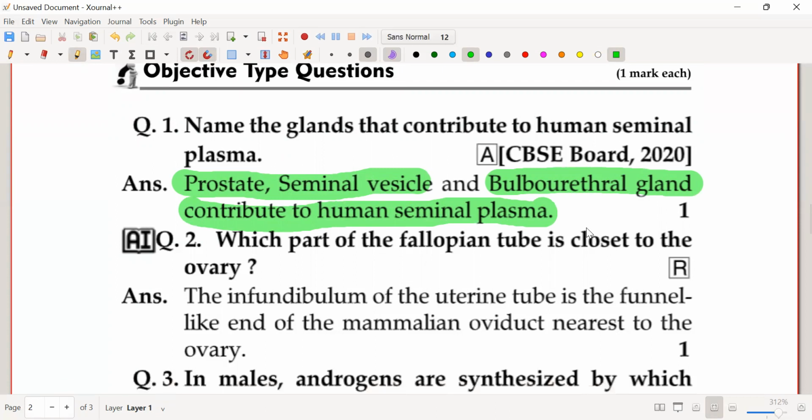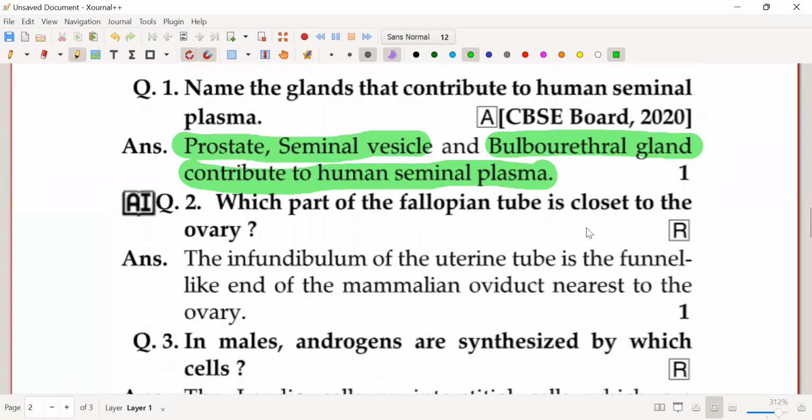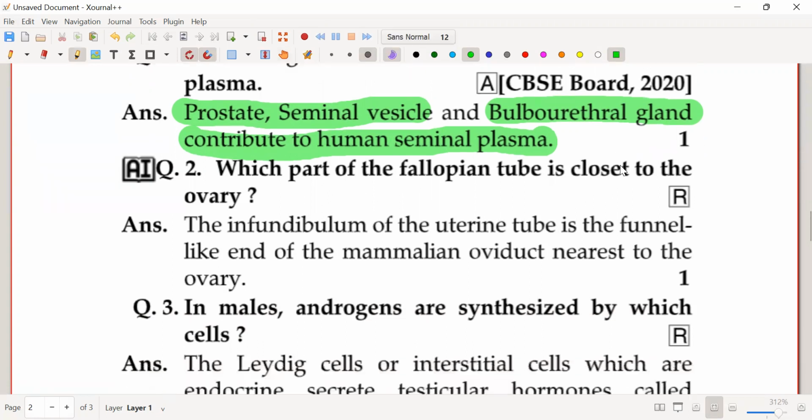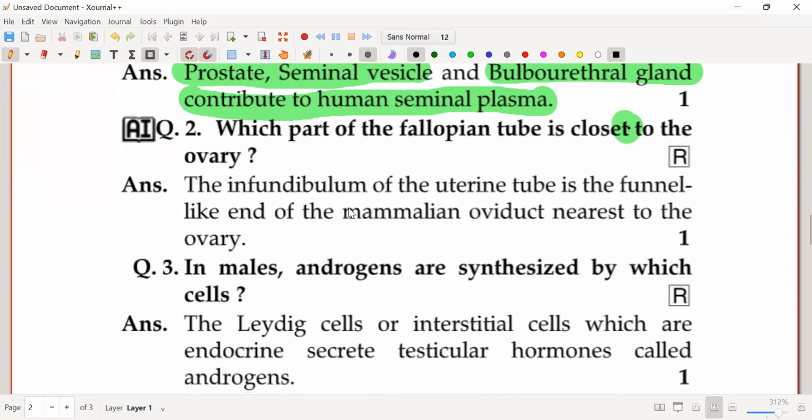Which part of the fallopian tube is closer to the ovary? The infundibulum of the fallopian tube is the funnel-like end of the mammalian oviduct nearest to the ovary. Infundibulum has the fibrous structures which will take in the ovum from the ovary.